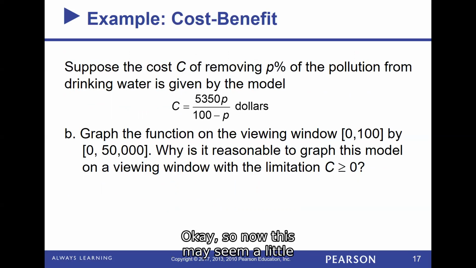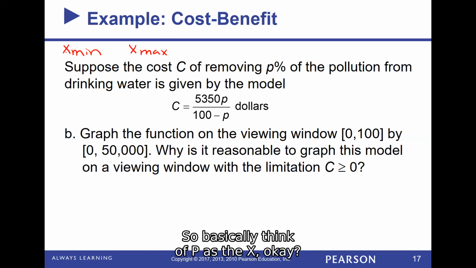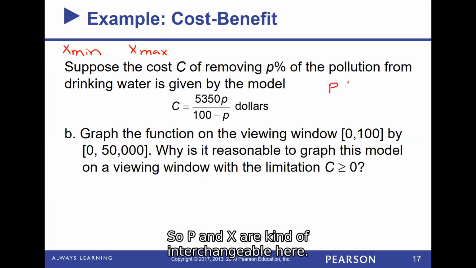Now, this may seem a little confusing because we didn't really talk too much about this change. Earlier we were talking about our X-min and our X-max, right? Now in our case here, I don't have an X, I have a P. So basically think of P as the X. P and X are kind of interchangeable here.